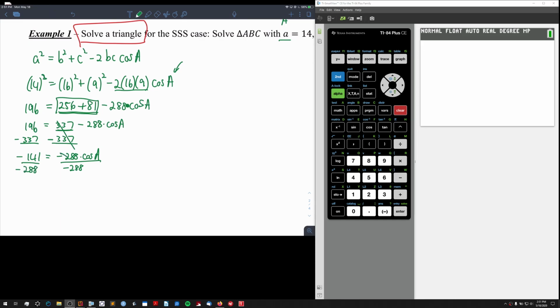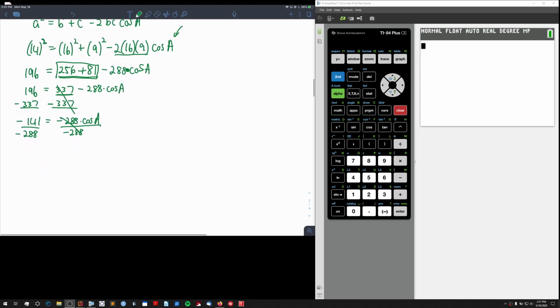And please do not on your calculator make this a decimal. Do not make this a decimal. Leave it like that. You can maybe just simplify the signs, right? So negative divided by negative is positive. So what I have is 141 over 288 is equal to cosine A.